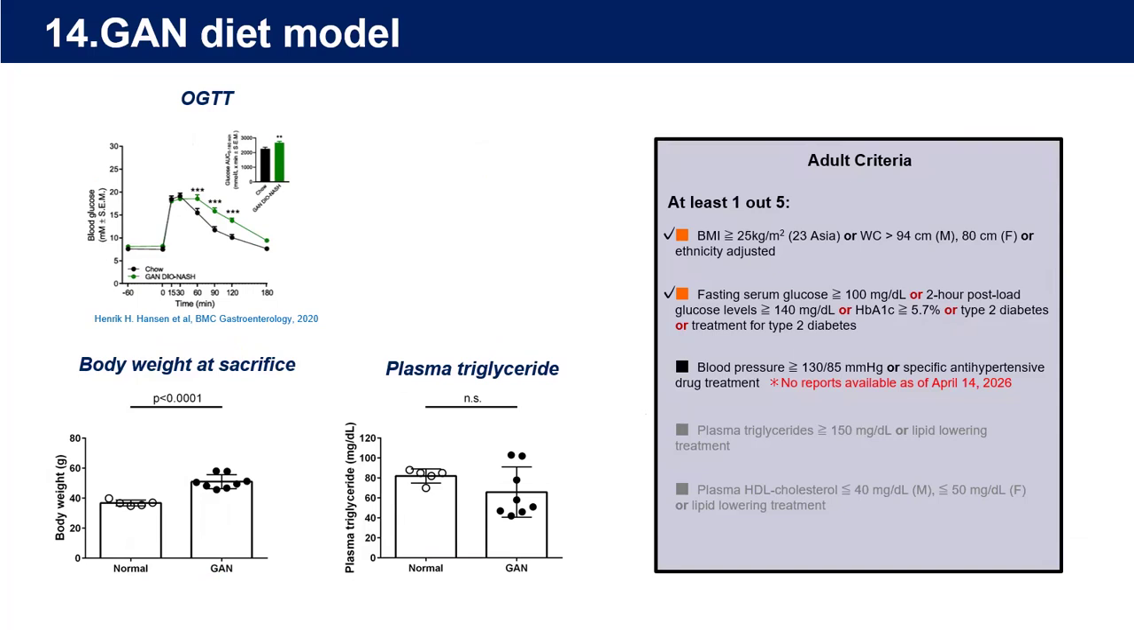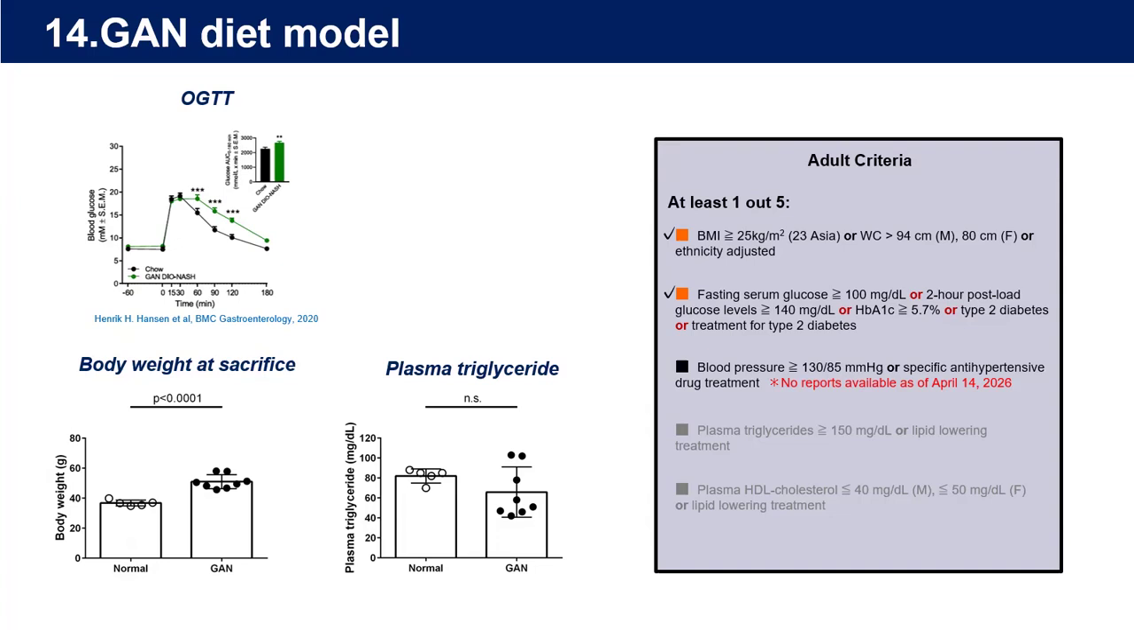The GAN diet model from the perspective of cardiometabolic criteria. Here, it shows the metabolic profile that the GAN diet model reproduces. The GAN diet model demonstrates the weight gain, impaired glucose tolerance, which is shown as an abnormal OGTT, and elevated blood triglycerides. These correspond to elements included in the cardiometabolic criteria, indicating that the model simultaneously reproduces multiple metabolic abnormality.